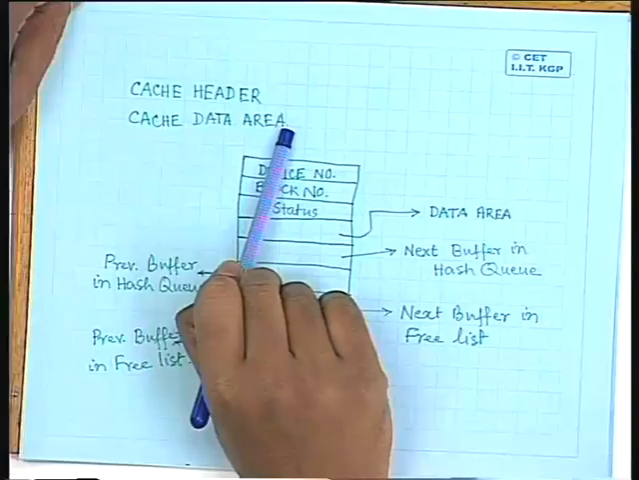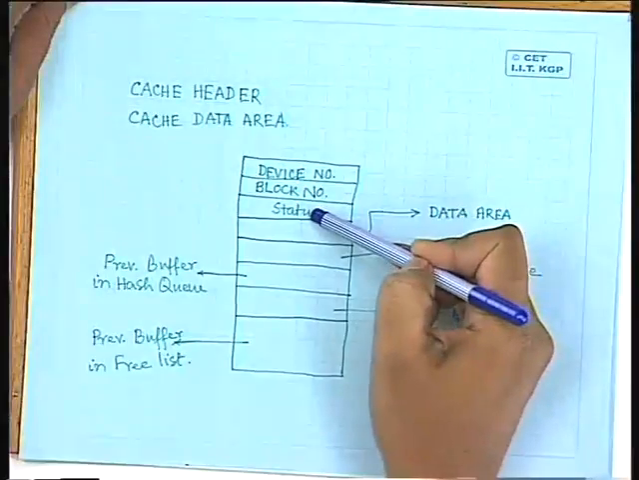The only purpose of putting this lock is that I should not allow more than one process to access the same buffer simultaneously. For every buffer, I will have such a buffer header. If I have 1000 buffers in the system, the data area of each buffer has to be the same as the block size on the secondary storage. Every buffer will also have this header. So I'll have 1000 buffer headers. I'll have 1000 cache data areas if there are 1000 buffers in the buffer pool. For every buffer I have to have a header.